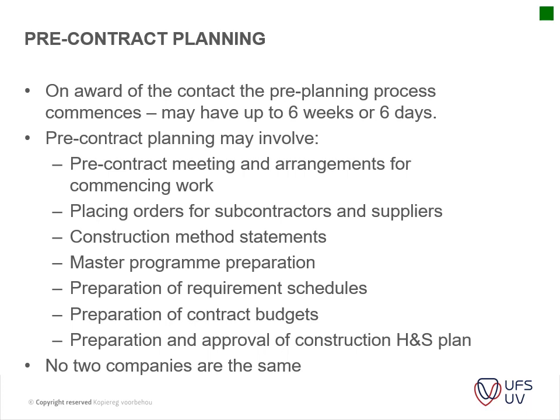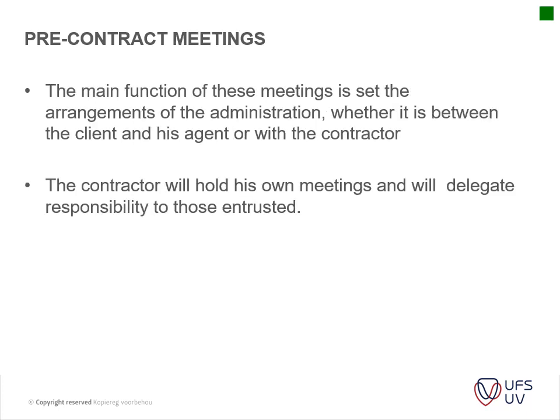Okay, your pre-contract planning usually begins on award of the contract. The pre-contract planning process commences. It may take up to 6 weeks or 6 days, depending on how quickly the client wants the contractor on site. The pre-contract planning may involve the pre-contract meeting and arrangements for commencing work, and then placing orders for subcontractors and suppliers, construction method statements, and then the master program, preparation of the required schedules, preparation of the contract budgets, and then the preparation and approval of the construction health and safety plan. No two companies are the same. Everyone has their own style.